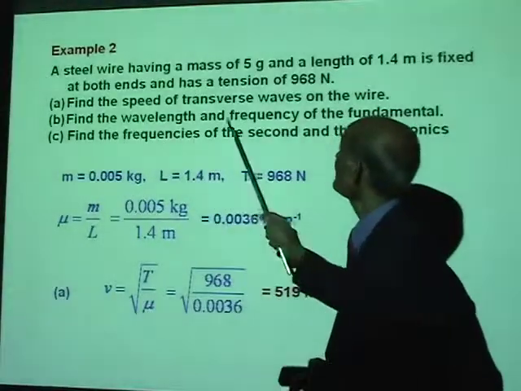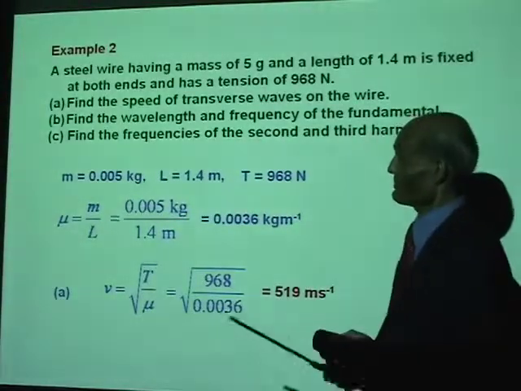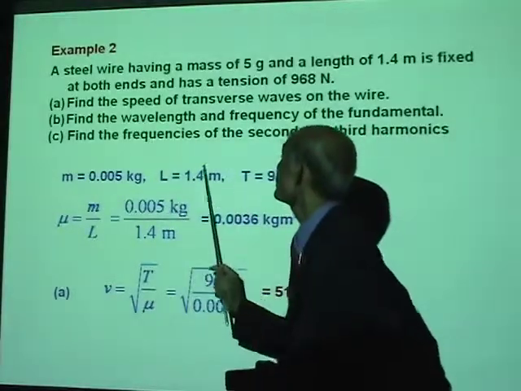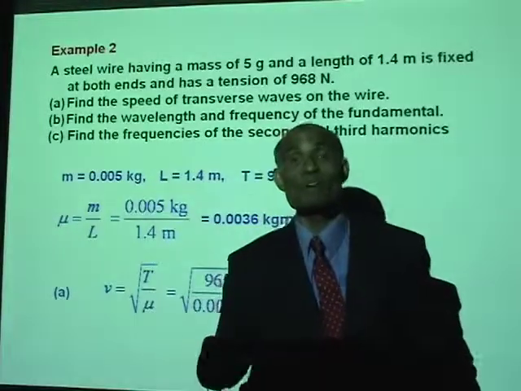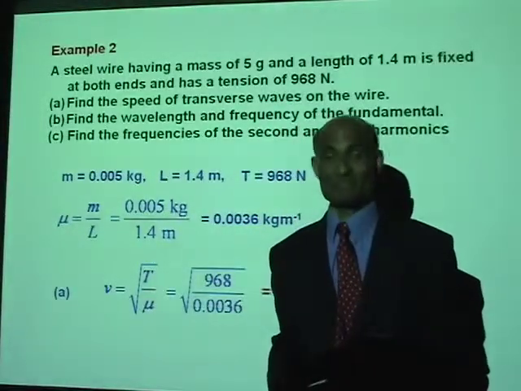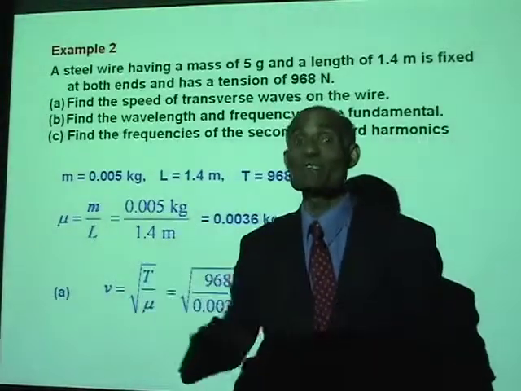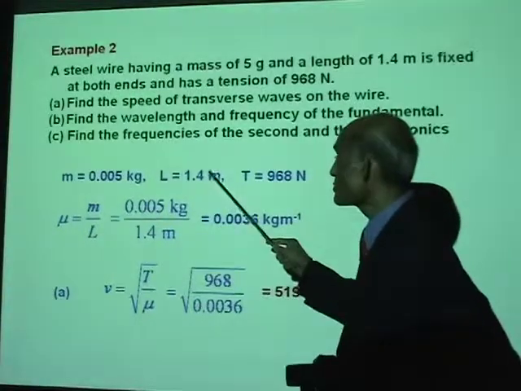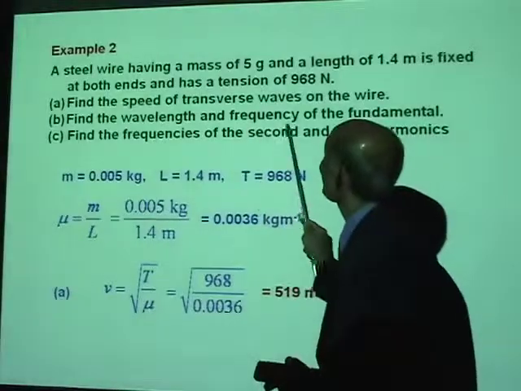Find the wavelength and frequency of the fundamental. Well, the fundamental, if the length of the string is 1.4 meter, what is the wavelength of the fundamental? The wavelength of the fundamental is twice the length of the string. So that will be 2.8 meter. And once you know the wavelength and the wave speed, you can calculate the frequency.